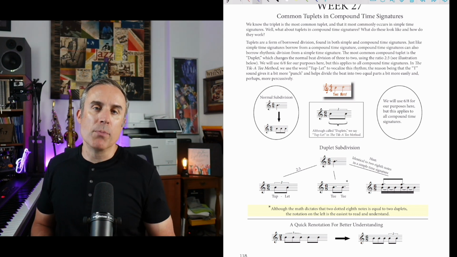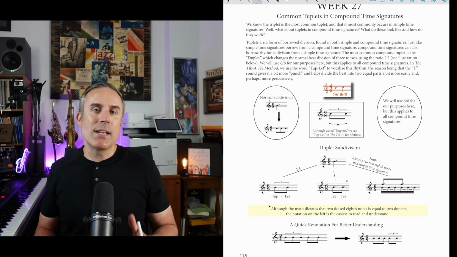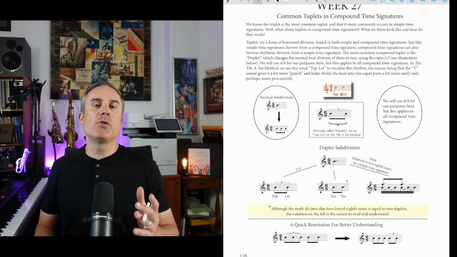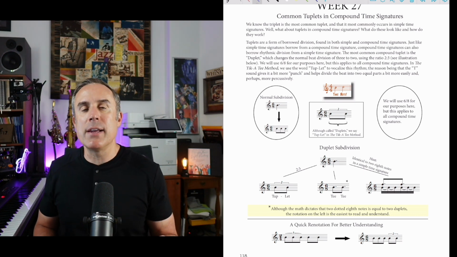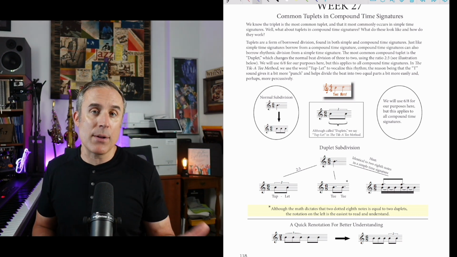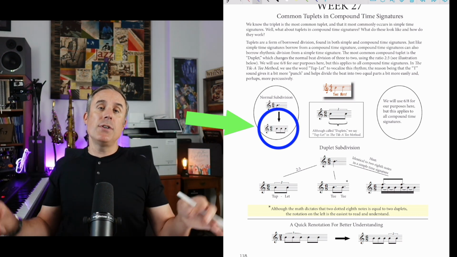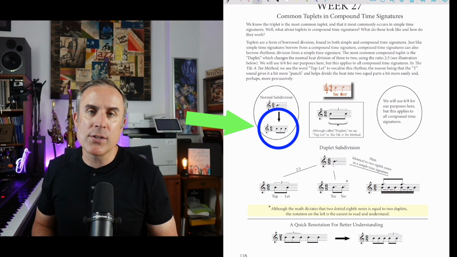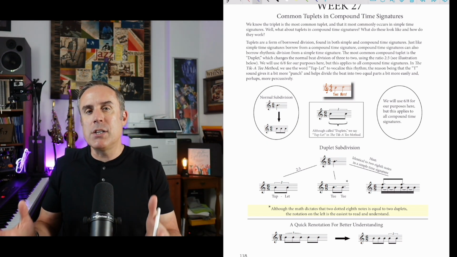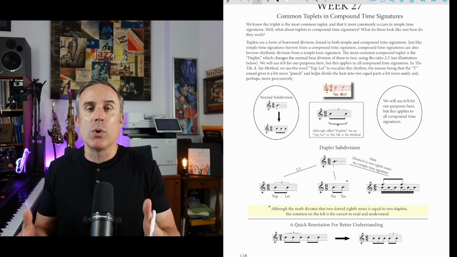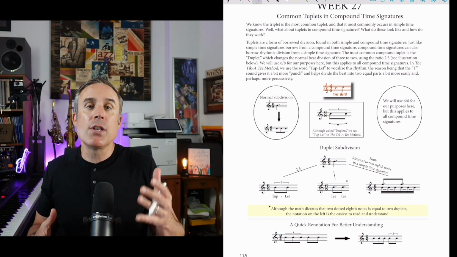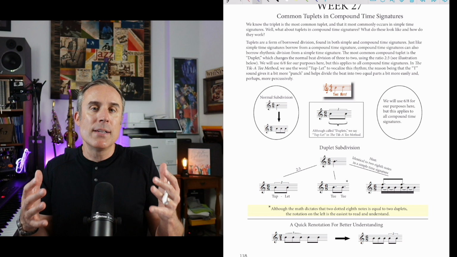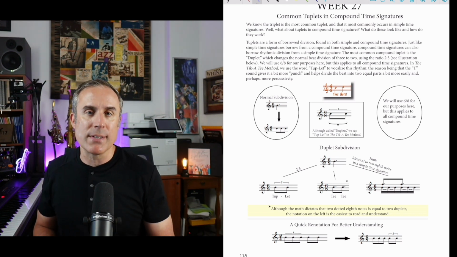Let's start with the duplet. We know that in 6/8, the dotted quarter note gets the beat, and each one of those dotted quarter notes is divided into 3 equal eighth notes. It sounds like this: Ti-ki-ti, ti-ki-ti, and so forth and so on. The subdivision of each of those beats being divided equally into 3 eighth notes is the normal or the typical subdivision of the beat or the pulse in 6/8.